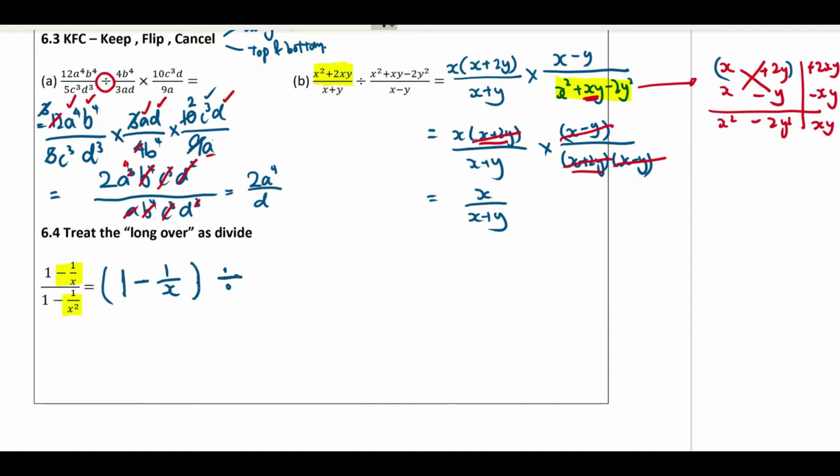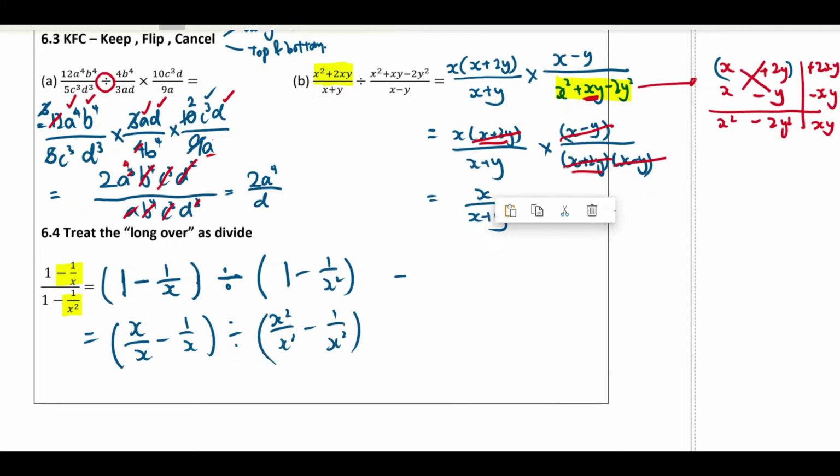Divide by, because when you do over, it's called divide. 1 minus 1 over x squared. Then form a common denominator. This is x over x minus 1 over x, because 1 is x over x. Divide by x squared over x squared minus 1 over x squared.